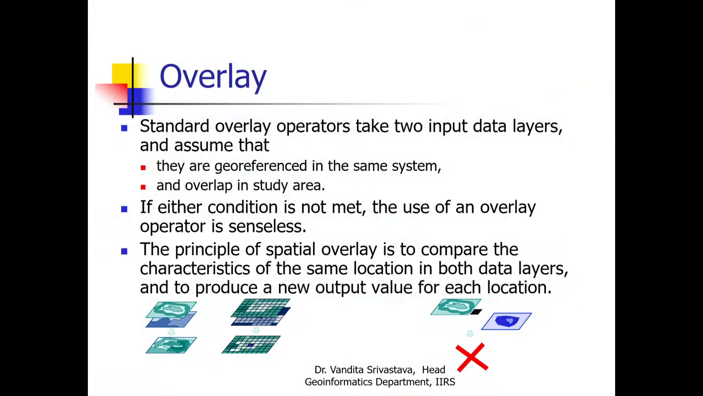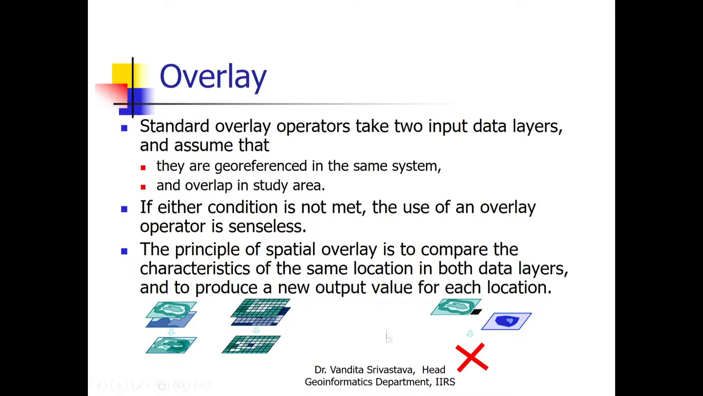Just two rules I want to inform you before we can further proceed for the type of overlay operations. So standard overlay operations take two input data layers at a time, and they assume that they are georeferenced in the same system. The coordinate system that is used and the datum, everything is the same. And the other assumption is that there is an overlap in the study area.